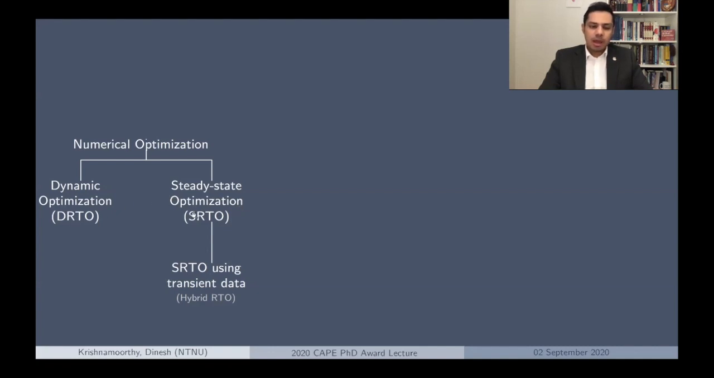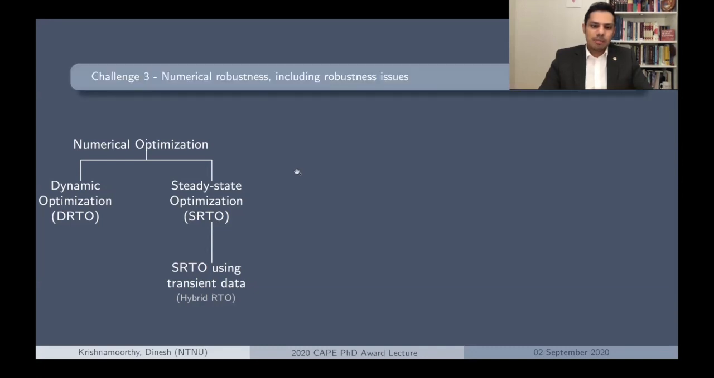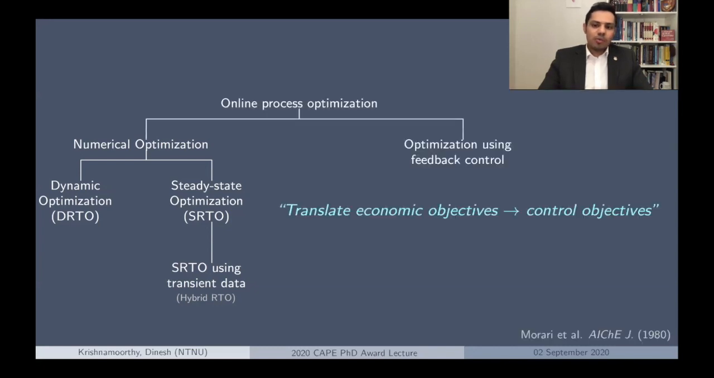Now, all these approaches require us to solve a numerical optimization problem online, be it dynamic or static. However, solving a numerical optimization problem online may have computational and numerical robustness issues, and one may not want to solve numerical optimization problems online. So in order to avoid this, we can achieve optimal operation by using feedback control. The main idea here is to translate the economic objectives into control objectives such that we can achieve optimal operation by using feedback control.